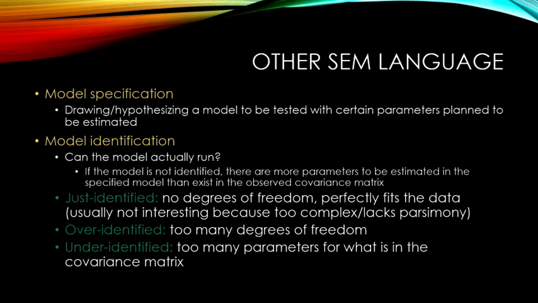A just-identified model means you have no degrees of freedom. So you have all the arrows in there that you can possibly have, and it will always fit the data perfectly because there's a perfect relationship that you've proposed. Over-identified means you actually have too many arrows in there, more arrows than can be possible. And under-identified means that you have too many parameters for what is in the covariance matrix.